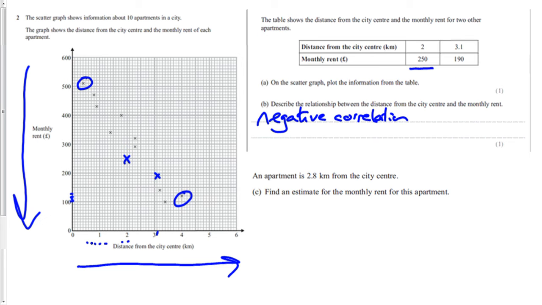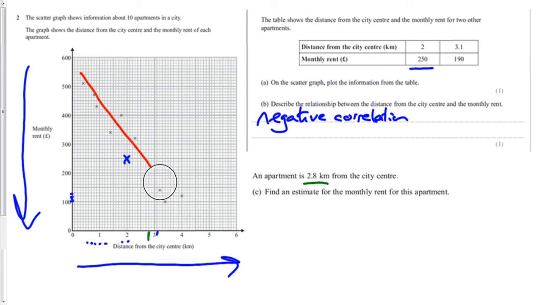your monthly rent. Now, the final part, this is worth 2 marks, is an apartment is 2.8 kilometres from the city centre. So 2.8 kilometres is 2.5, 2.6, 2.7, 2.8 is right there. And we've got to find an estimate for the monthly rent for this apartment. Now, the first thing we want to do here is draw a line of best fit. Whenever we've got a scatter diagram, even if it doesn't ask for it, do a line of best fit. Now, the line of best fit will be a line that goes through the majority of the data through the middle. So I'd say roughly from there to there, I'd say.